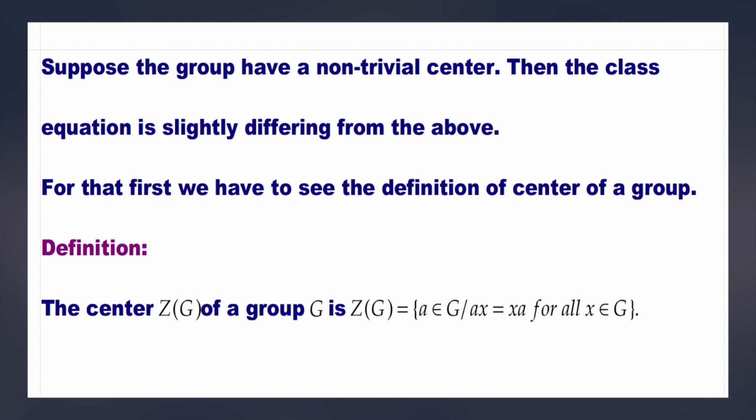Hence, proved. Suppose the group has a non-trivial center; then the class equation differs slightly from the previous one. For that, first we have to see the definition of the center of a group. What is the definition of the center of a group? The center Z(G) of a group G is the set of A in G such that Ax = xA for all x in G. Now that we know the center of a group, let us see the class equation for a non-trivial center.